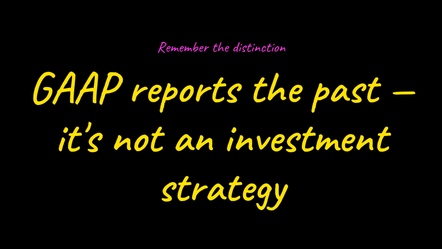GAAP is maintained by the Financial Accounting Standards Board, or FASB. Two foundational ideas it enforces are the matching principle, expenses recognized in the same period as related revenues, and the historical cost principle, which records assets at their original purchase price rather than fluctuating market value. GAAP is a reporting framework, not a finance principle or investment strategy. It tells companies how to record and communicate what has already happened, so that investors, lenders, and regulators can all read from the same page.